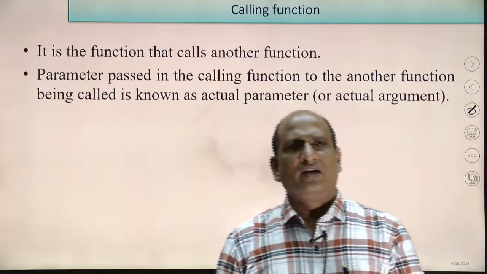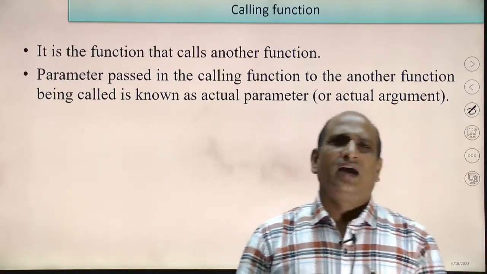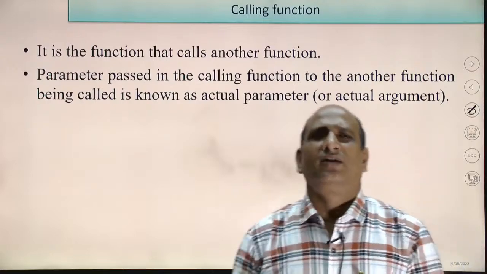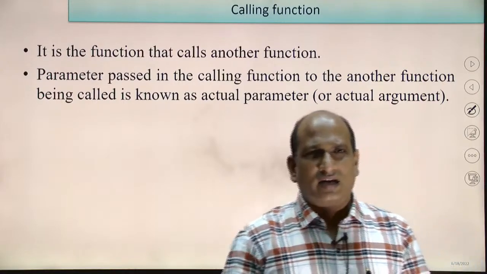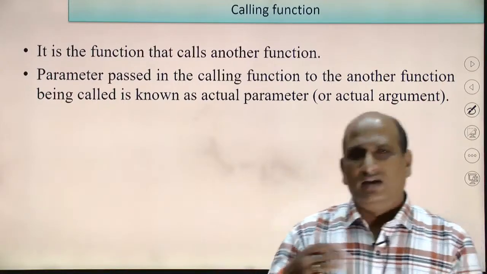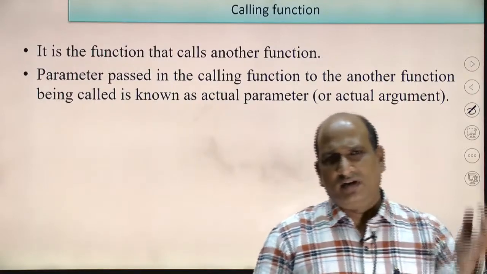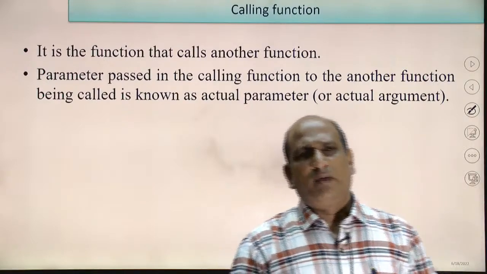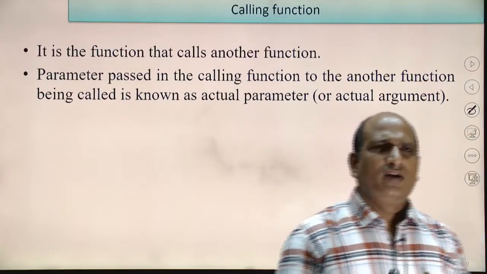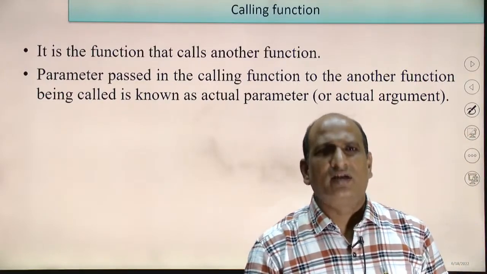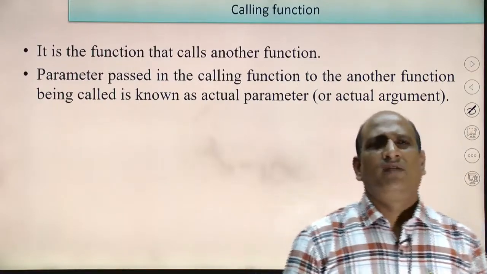Here one thing you have to understand, that the parameters that have been passed during the calling of the function are called actual parameters, and the parameters that have been defined during the definition of the function are called formal parameters. Whenever the function is called by passing the value of the actual parameter, the value of the actual parameter will be copied to the formal parameter, and on those copied values the defined function will operate.